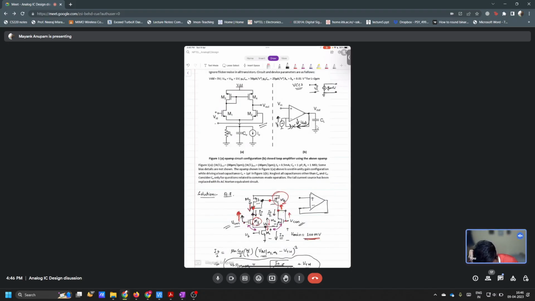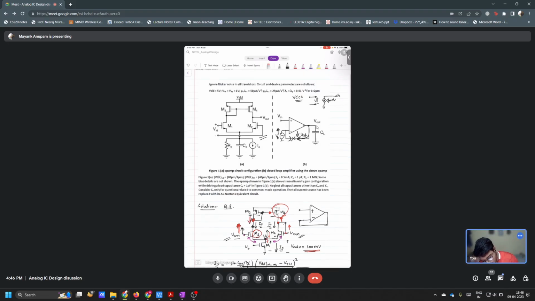Let's say this is grounded. Now tell me, this is the output, and this is the input. So let's not worry about the input. We are more concerned about which side should be the output, right? So what do you think? Which side should be the output? What is the first difference that you can see between these two terminals?